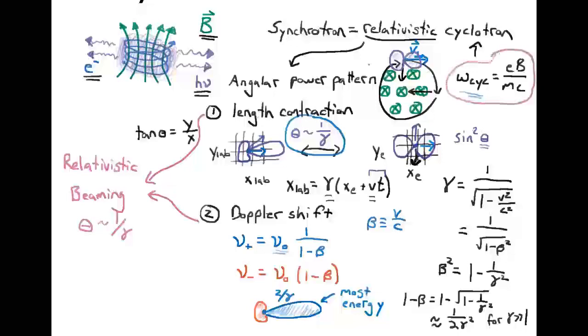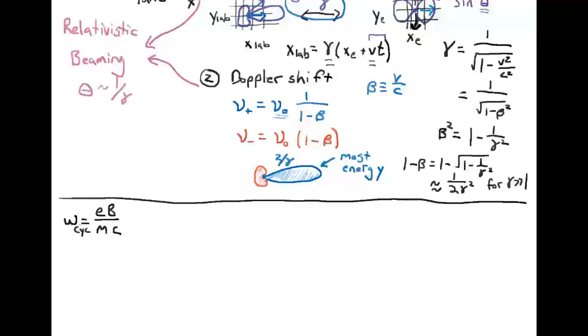All right, so understanding relativistic beaming, we can revisit the question of what is the characteristic frequency, and we're going to adapt it for synchrotron emission. So I'll write down that equation for the cyclotron angular frequency here, eB over mc. Now remember, this was the angular frequency of the orbit of the electron in the magnetic field. So here was our magnetic field. Our electron is moving in this direction.